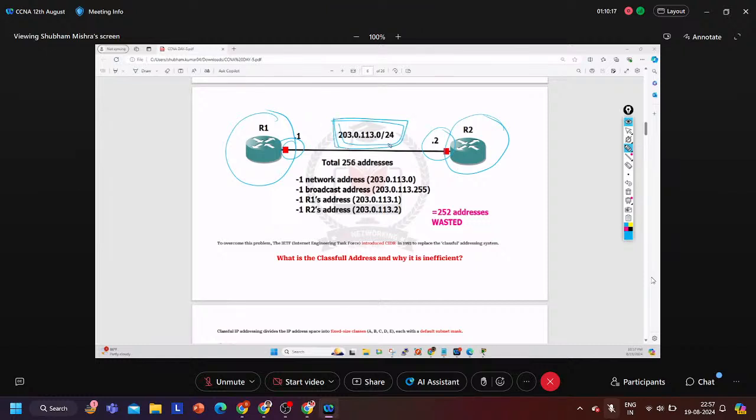From this network ID, from this network, the total IP addresses we can get is how many? 256. How we get this, we will discuss later. But right now, just understand that from this network, the total IP addresses we can get is 256. The first one is this, second is this, third is this, and fourth is this. It means I assigned this IP address here, I assigned this IP address here, and the rest 2 addresses we can't assign. Why?